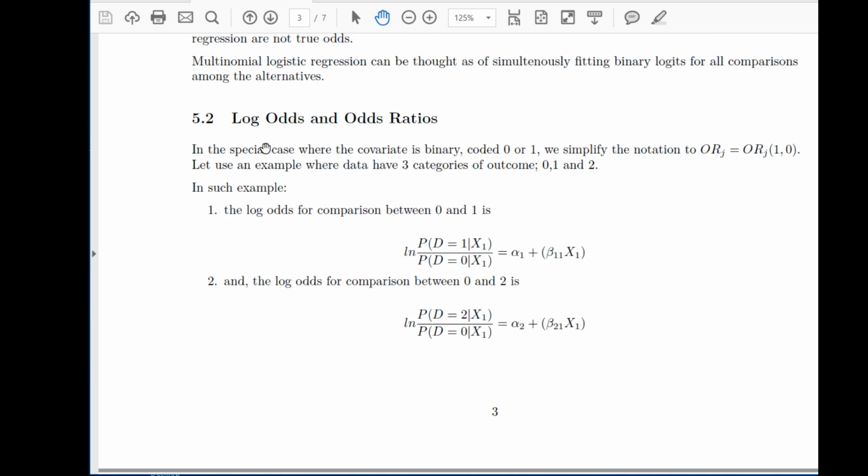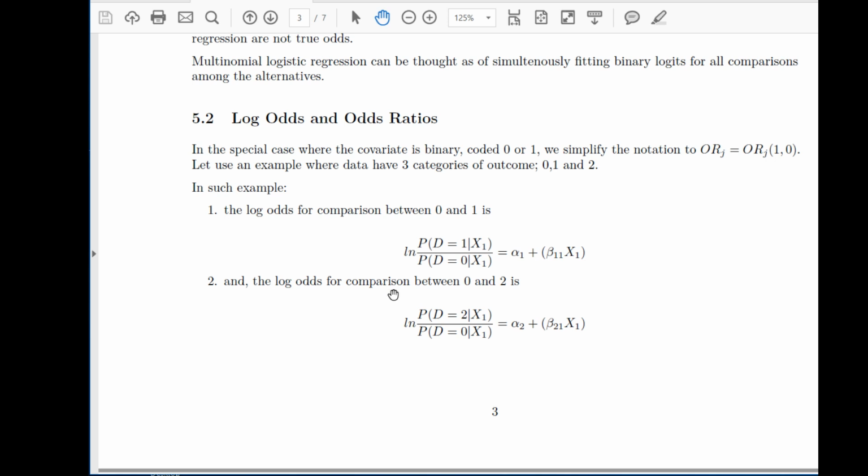Similar to binary logistic regression, at the end, from the beta values, from the regression coefficients, you can estimate the log odds and the odds ratio. All right. For example, the log odds for comparing between outcome 0 and 1 is the log of probability of D equals 1 given x1 divided by probability of outcome equals 0 given x1, equals alpha 1 plus beta 11 x1.